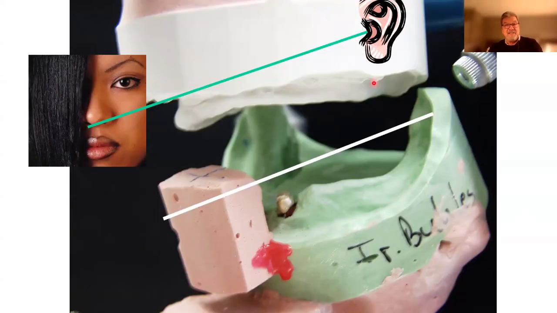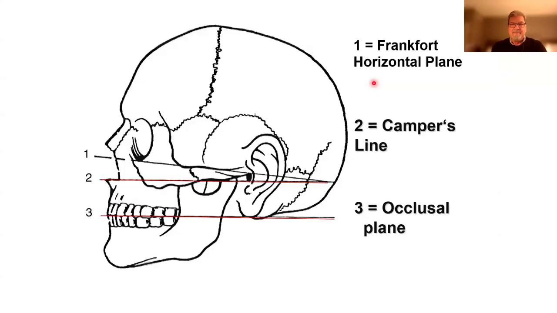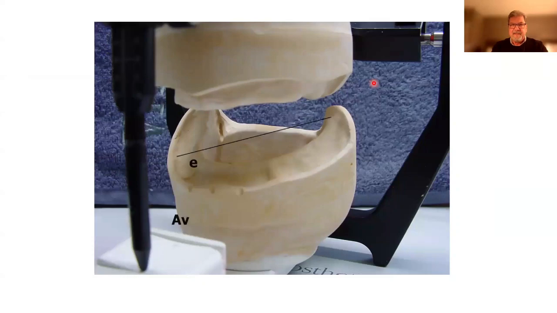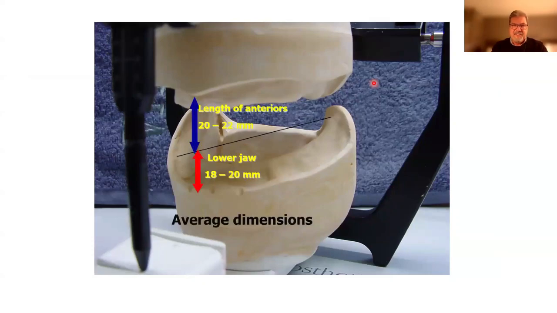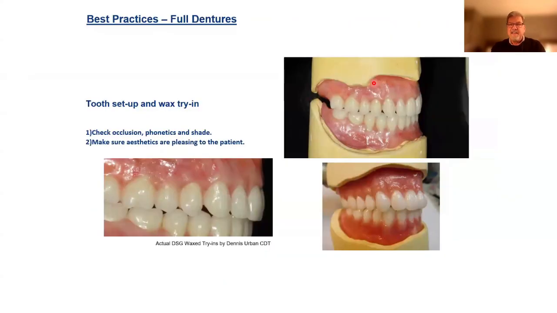If I have a picture of the patient at this point, it's really going to help me. I also want to remember the Frankfurt horizontal plane, the Camper's plane, and the occlusal plane. All that equals a good occlusal relationship and a good aesthetic setup. Okay, so an average dimension is 18 to 20 millimeters on the lower, 20 to 22 millimeters on the upper. So now we're ready for our tooth setup and wax try-in.